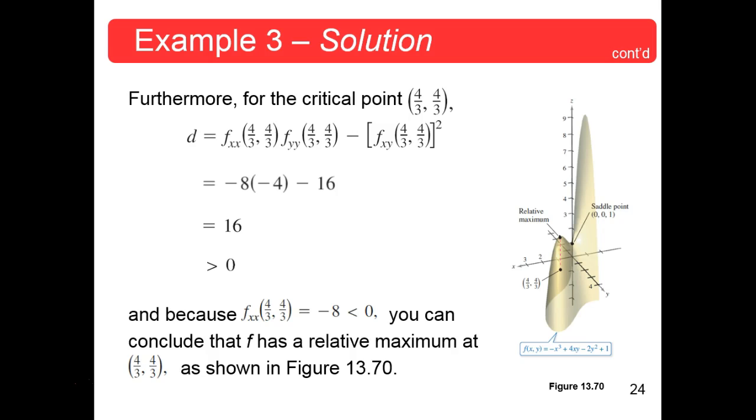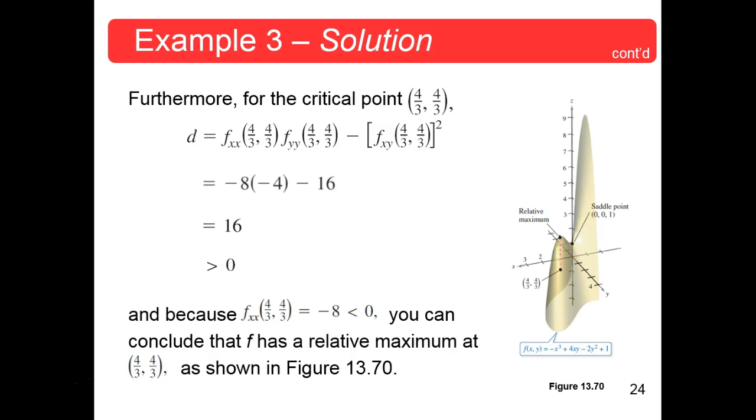Now, let's see if we can figure out from the graph here. Here's the point at 0, 0, 1. In this dimension, along the x-axis, that is a relative maximum. When you're on the y-axis, that's a relative minimum. So, therefore, that's the saddle point.